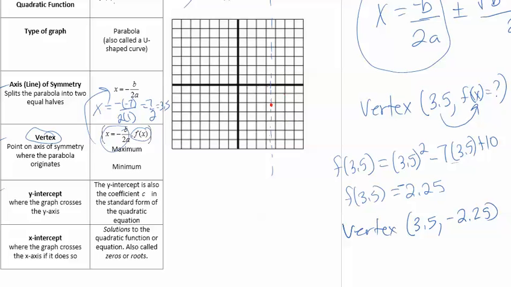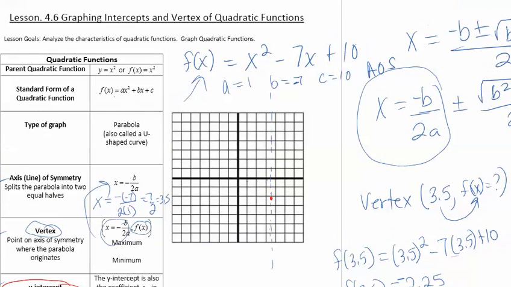Okay, so the next thing that we want to find is the y-intercept. The reason I find the y-intercept is because it's easy. It's something that I can just immediately go to the equation and get. So I'm going to go up here to the y-intercept, and I can see that it's 10. It's always your c value. So if you have a function in the standard form, f of x equals ax squared plus bx plus c, c is your y-intercept.